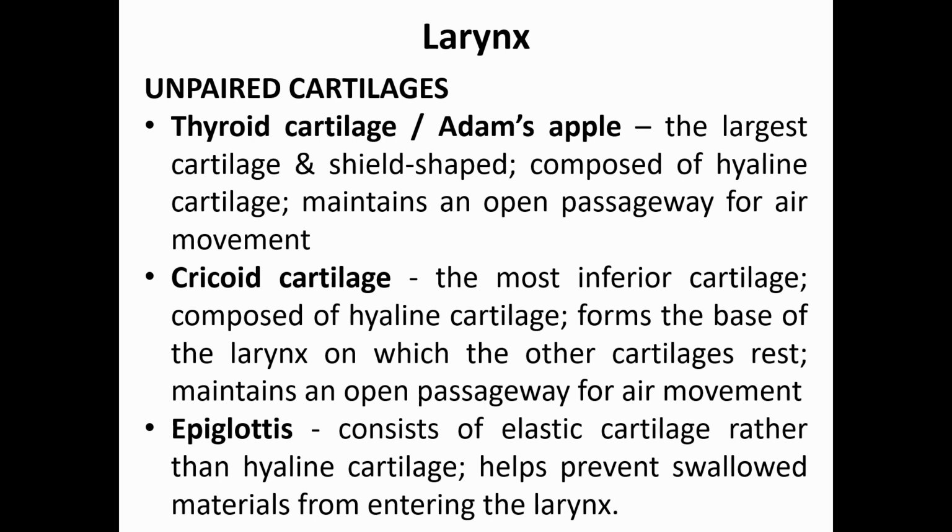So these are our unpaired cartilages. First, we have our thyroid cartilage, also known as your Adam's apple. This is the largest cartilage and also shield shaped. Composed of hyaline cartilage, its main role is to maintain an open passageway for air movement. Next, you have your cricoid cartilage. The most inferior cartilage, composed of hyaline cartilage, it forms the base of the larynx on which other cartilages rest and maintains an open passageway for air movement.